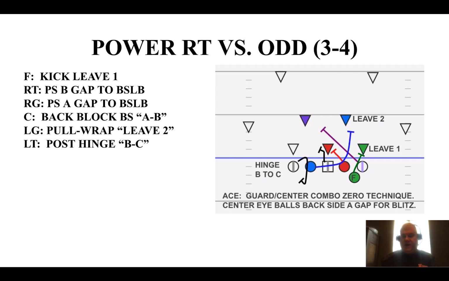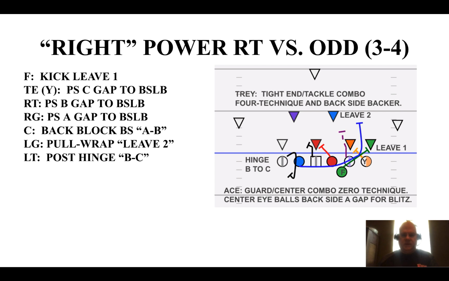Again, we'll try to ace it. And if we have problems with the backside or a blitz or whatever, the center will have to let the guard know, gap, gap, gap. All right, the power right, again, right set, tight end attached. We're going to trade this. We're going to try to ace this. And you see the rules do not change as well for this.